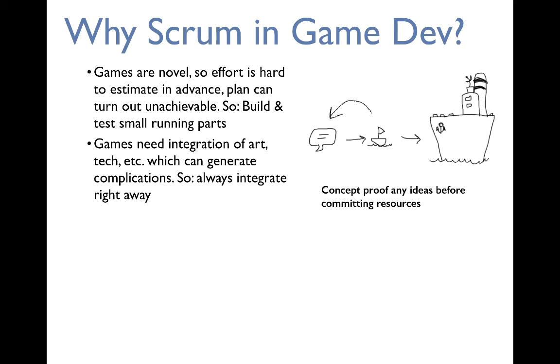Secondly, another thing that makes games hard to predict in terms of effort is that they need integration of art assets, sound, gameplay, technology, etc. And that integration usually has lots of complications that are, again, very hard to predict. So by focusing on always delivering and building something shippable, on integrating everything right away in every time box, you don't run into the issue that with only a week to go, you start thinking about integrating stuff and then you discover it's way too late.